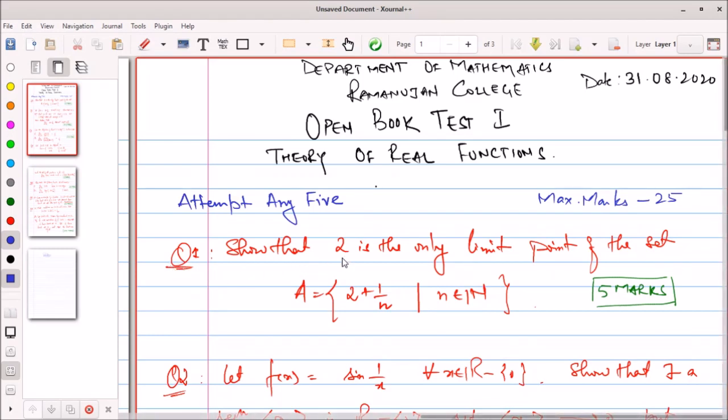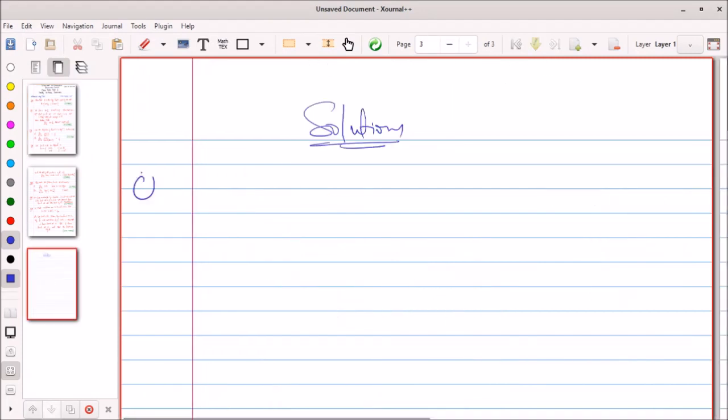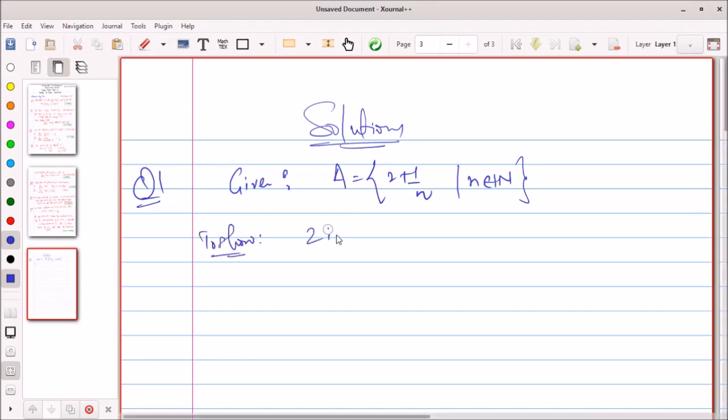So in question number 1, we have to show that 2 is the only limit point of the set A. The set A consists of the points of the form 2 plus 1 by n, where n belongs to N. So question 1: given A is equal to {2 plus 1 by n, n belonging to N}, to show 2 is the only limit point of A.